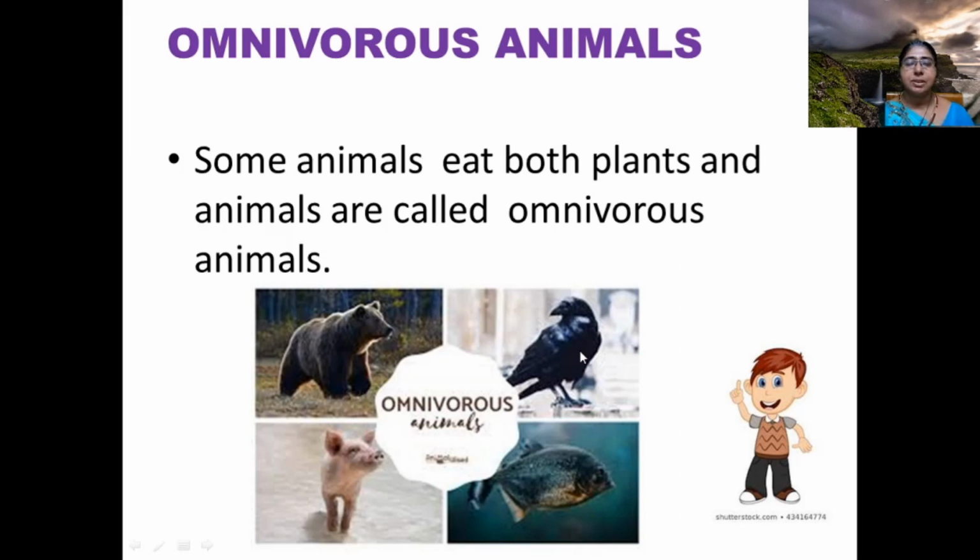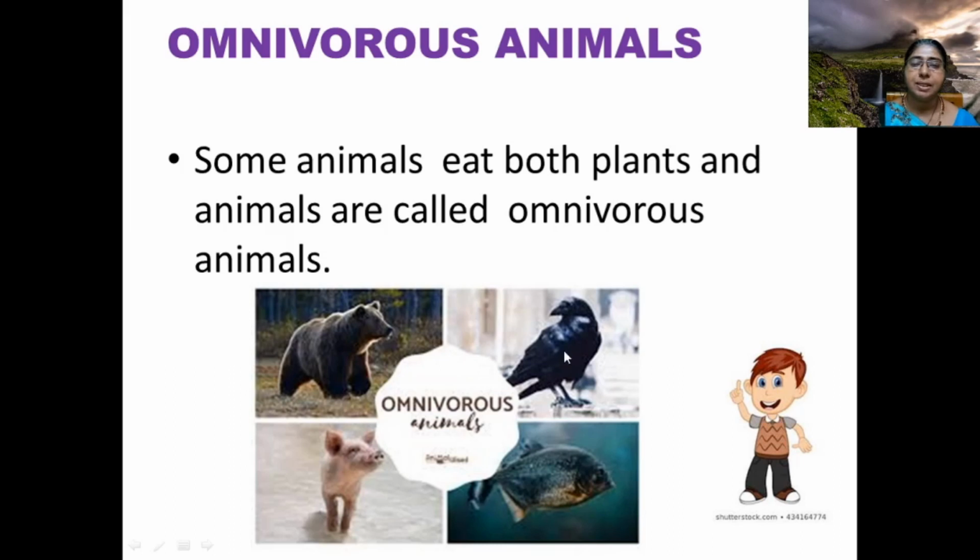So next picture you can see some omnivorous animals. What are omnivorous animals? Animals that eat both plants and animals are called omnivorous animals. Look at this first picture. First one is polar bear. They eat both plants and animals.